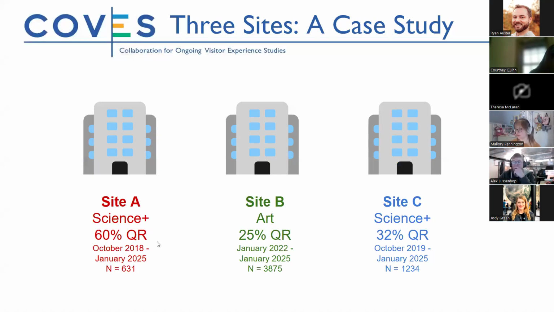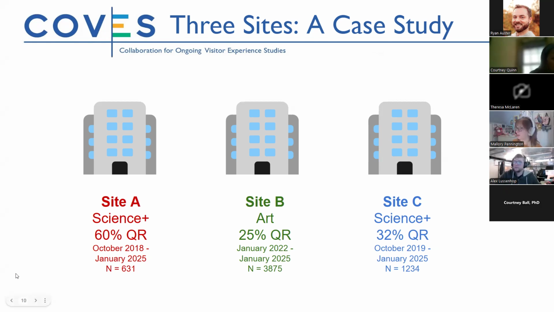So we found three sites who have been long-term COVES participants who have high percentages of QR respondents, 60%, 25%, and 32%. Two of them are from the Science Plus cohort, and one of them is from the Art Museums cohort. Down here at the bottom, I also just have the dates over which the data that I will be talking about today has been collected, as well as the number of cases for each site. So you can see that those things do vary, but all of the data is as recent as January 2025. So we have done as best a job as we can to keep things up to date.